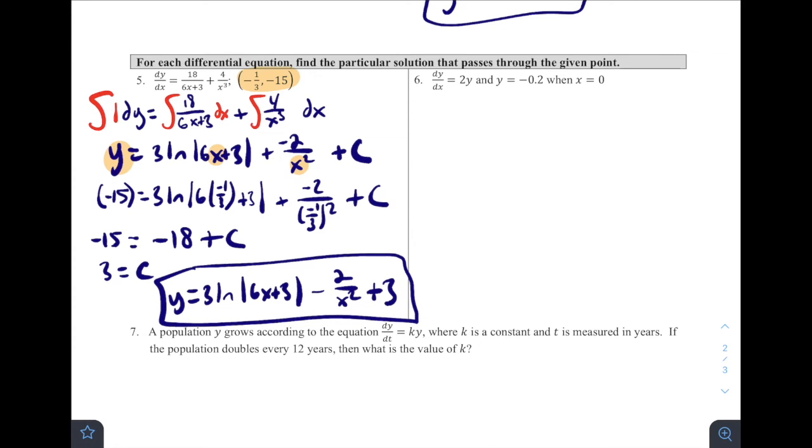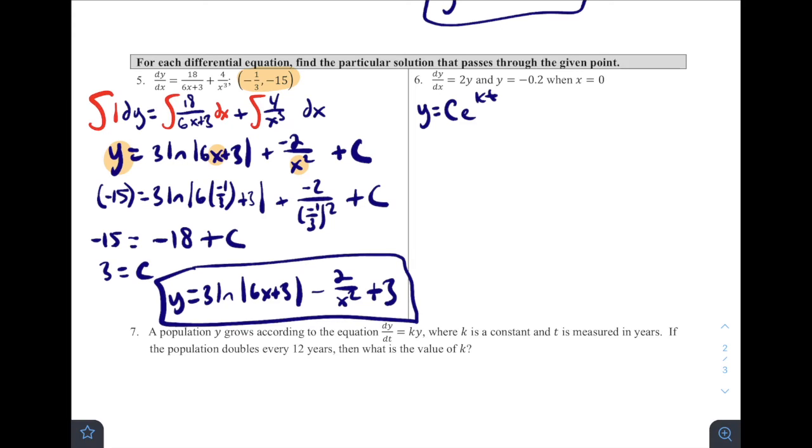Number 6, we've got dy dx is equal to 2y, and y is equal to negative 0.2 when x is equal to 0. This looks like an example of an exponential function. We know that because dy dx is equal to k times y. And we learned in our last lesson of chapter 7 that for exponential functions, if we have things of this form, we can sort of jump ahead if we recognize what form it is to say that we know the solution is going to look like this. y is equal to c times e to the kt power.